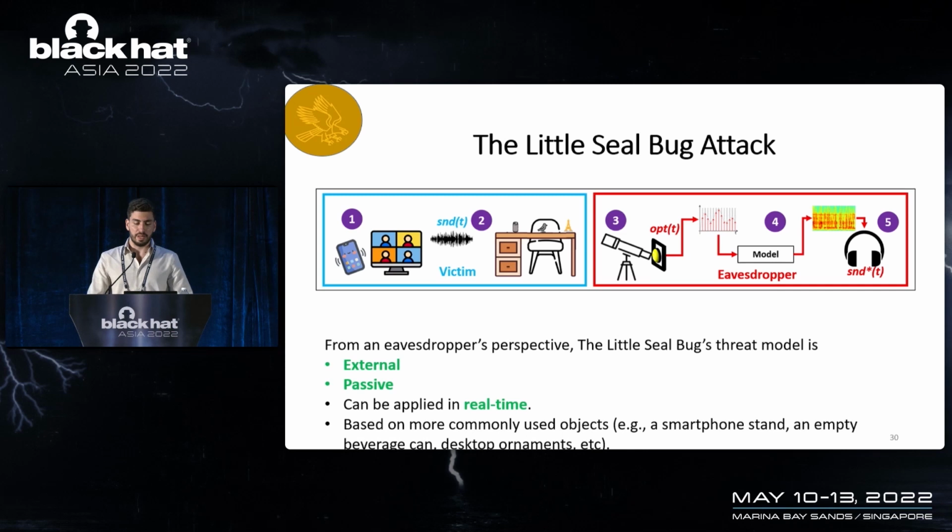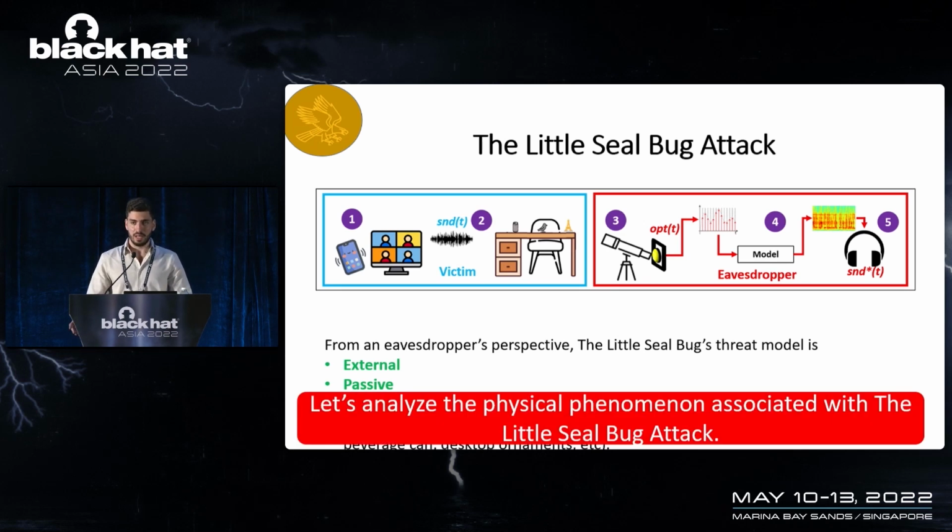If we want to summarize the advantages of the Little Seal Bug attack in comparison to the other attacks I've shown you today, we can see that first of all, it's external, it's passive, it can be applied in real time, and in addition, it's based on more commonly used objects. Now, I'm going to let Ben analyze the physical phenomenon associated with the Little Seal Bug attack.